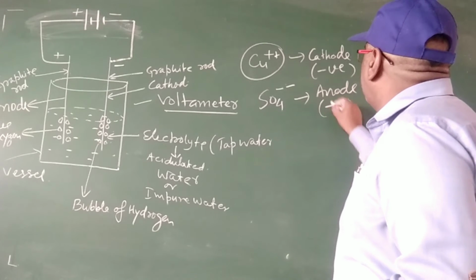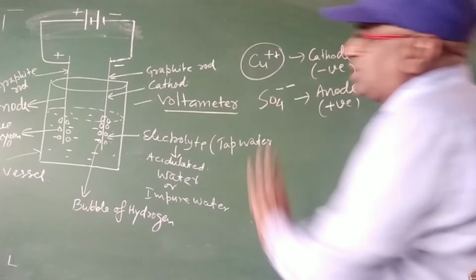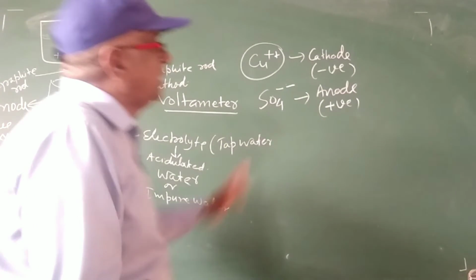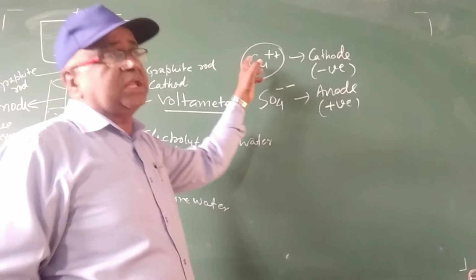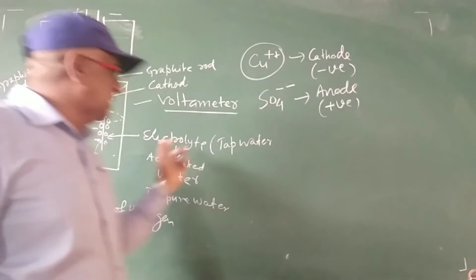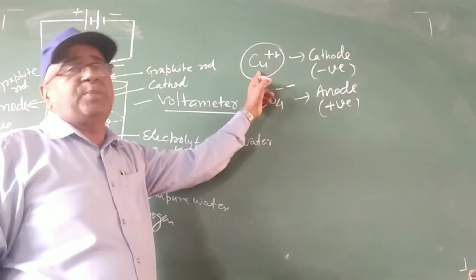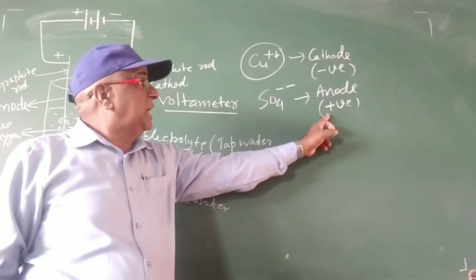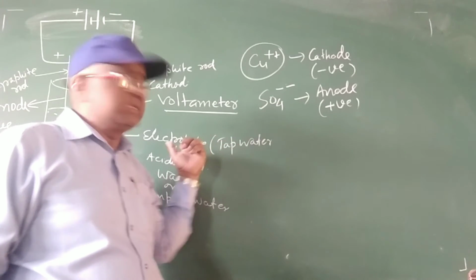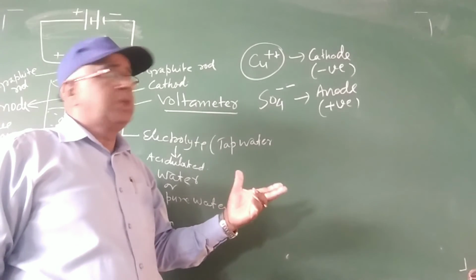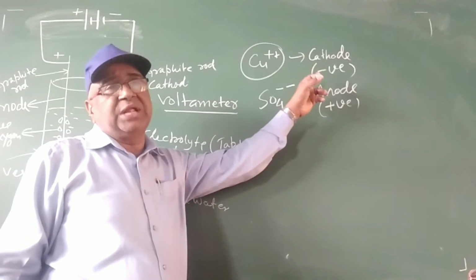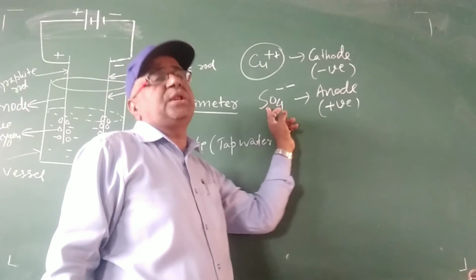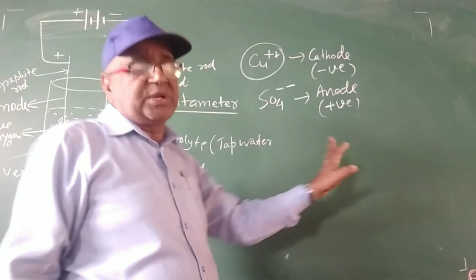So anode will be positive. Here positive terminal is called anode. So if you are taking copper sulfate solution as electrolyte, then copper will be deposited on cathode and sulfate will be deposited on anode. Similarly, if you are taking zinc sulfate, ZnSO4, zinc will be collected on the cathode negative terminal because it is positive ion, and sulfate will be negative ion, so it will be collected on the positive terminal.